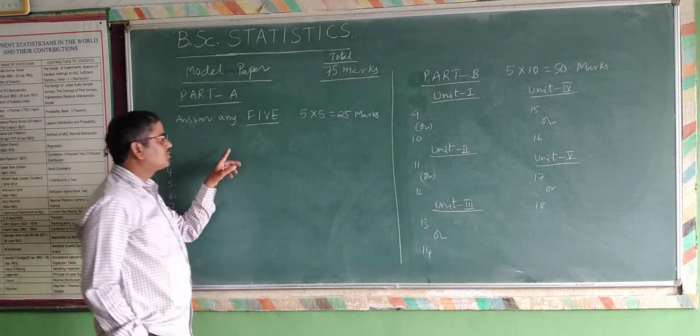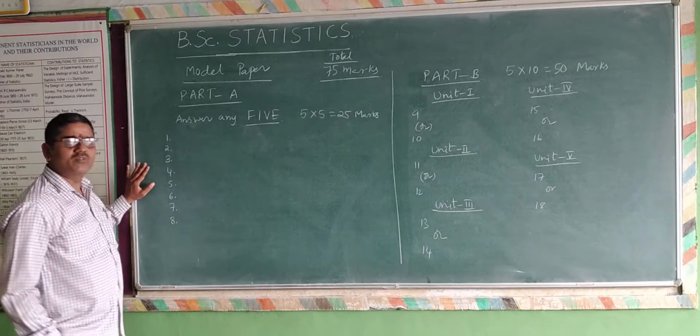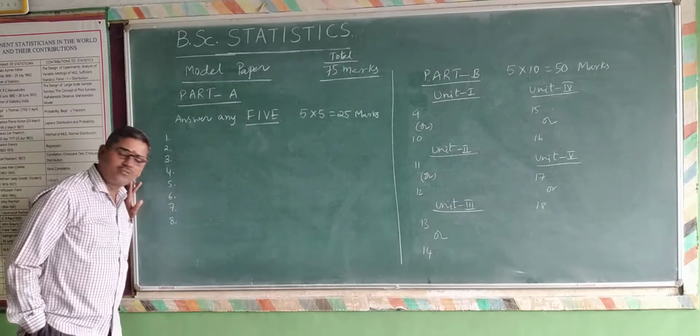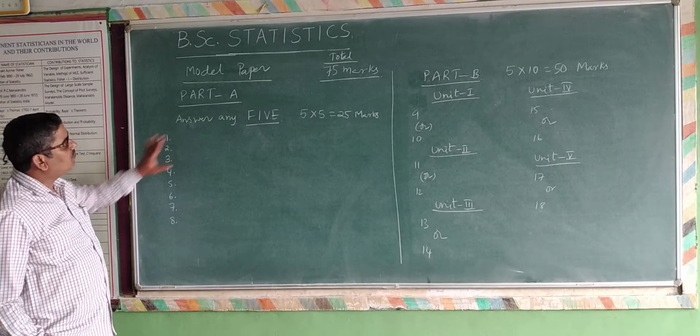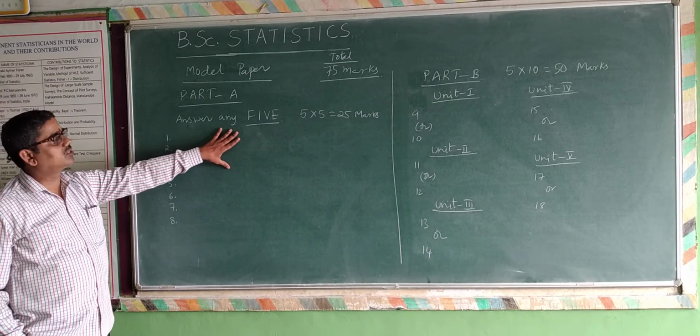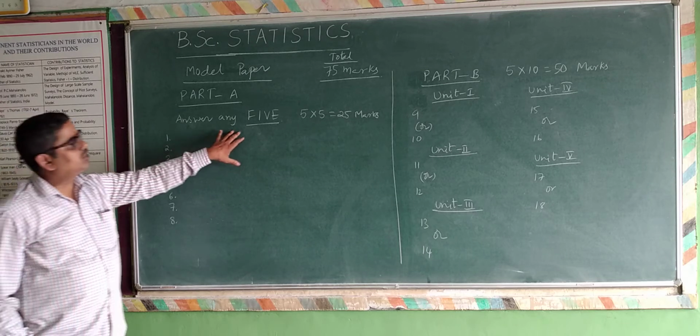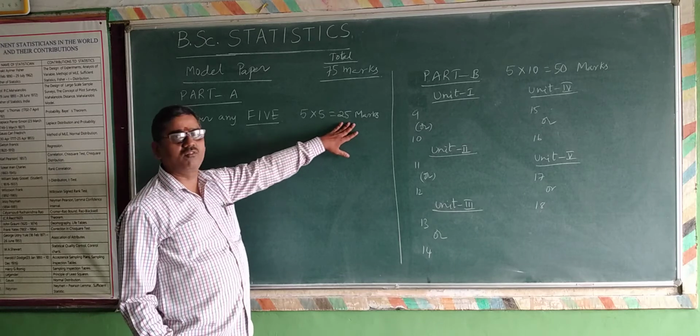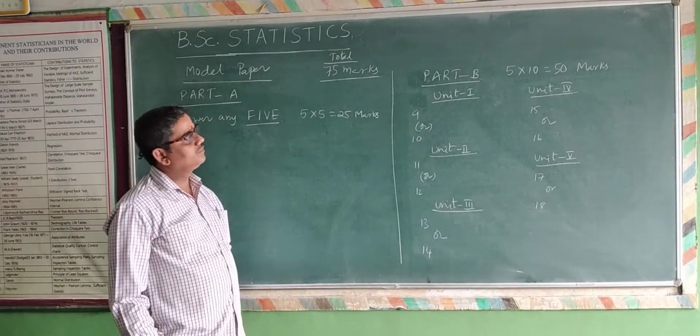Part A consists of 8 questions, and you should answer any 5 questions. Each question carries 5 marks, and so the total marks are 25 for part A.